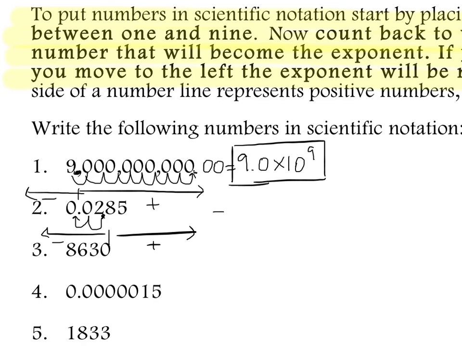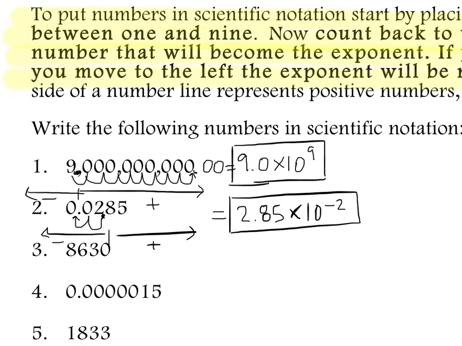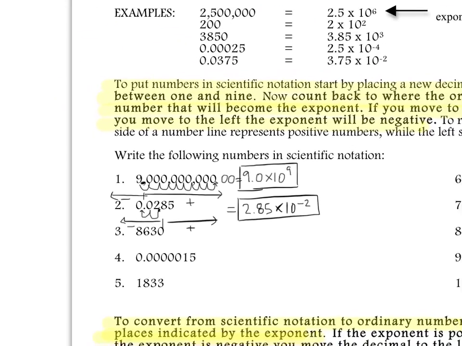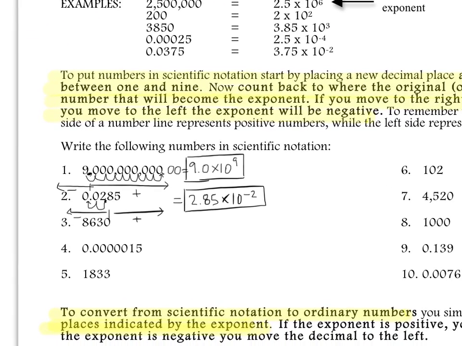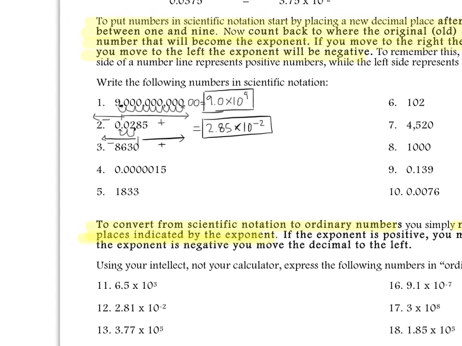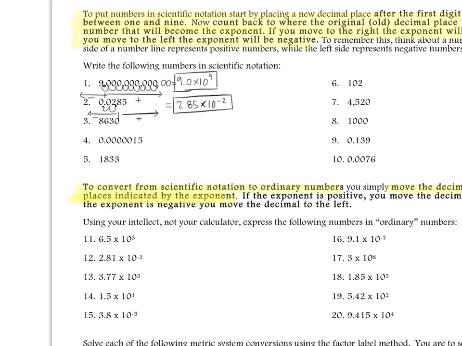So when I rewrite my answer, I'm going to write in scientific notation that I have 2.85 times 10 to the negative 2. Okay? Notice I always have times 10 to some exponent. That's the scientific notation. All right. So you will finish up the rest of these problems here in class, but we need to go down to the other thing, the other direction.